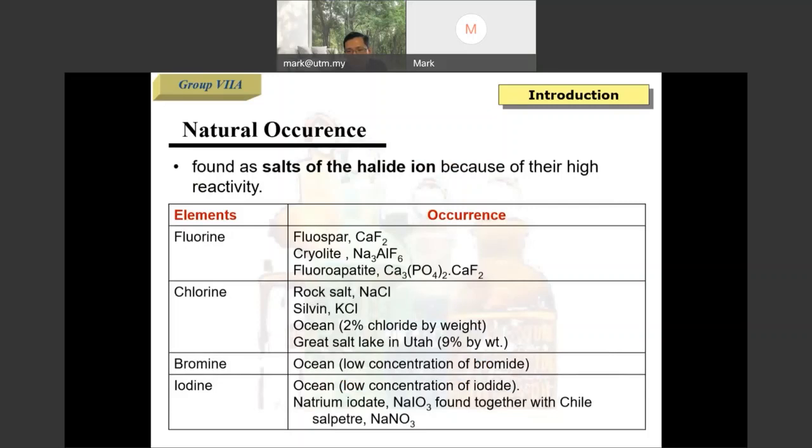Here you have fluorine: fluorspar, cryolite. Chlorine: salt, sodium chloride. It's abundant, very common. Bromine is in low concentration, normally from the ocean, and iodine as well. Even the table salt that we eat, if it's highly purified, will only contain sodium chloride. If the salts that you buy are not highly refined, they also contain iodine and bromine.